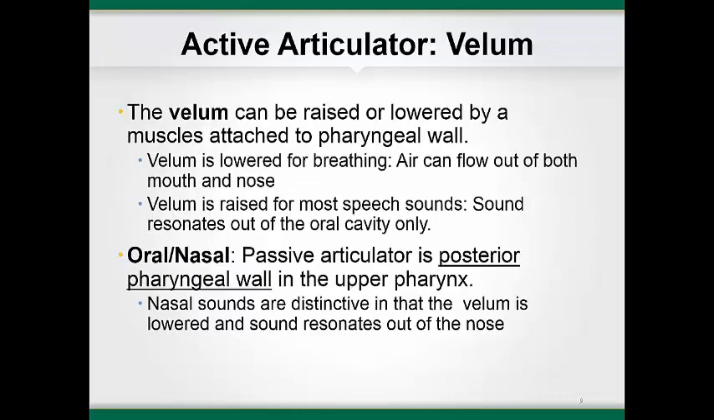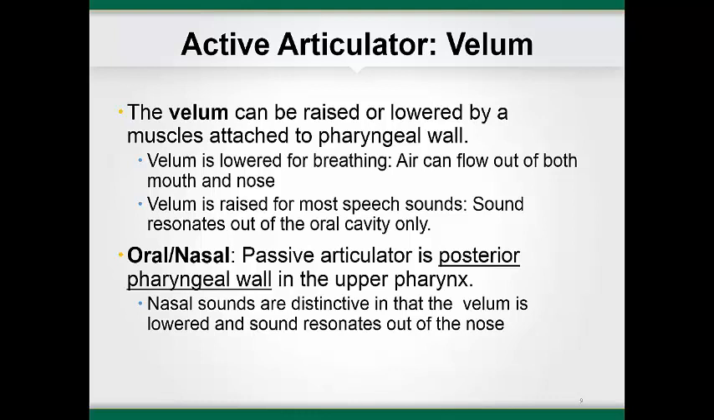The last active articulator we will discuss is the velum. While the velum can be a passive articulator because the tongue approaches or touches it during the production of some consonants, it can also be an active articulator because it can be raised or lowered by muscles attached to the pharyngeal wall. When the velum is lowered, air can flow out of the nose as well as the mouth, such as is often the case during breathing. When the velum is raised, the nasal cavity is cut off and air cannot flow out through the nasal cavity. The velum is raised for most speech sounds, and so air flows through or resonates through the oral cavity only.